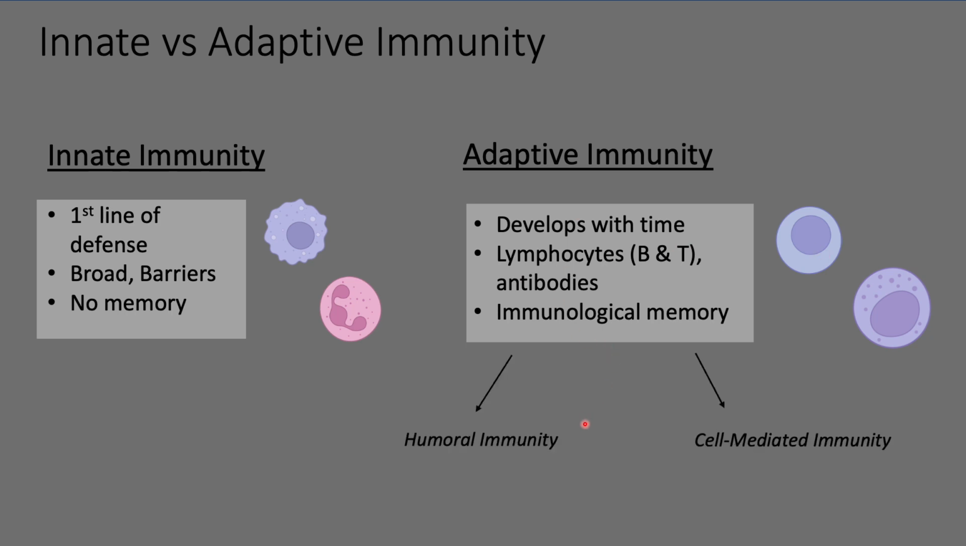But the adaptive immune system can also be branched into humoral immunity and cell-mediated immunity. This might be something you're going to cover in future lectures in class. So we'll cover this in a future video as well.